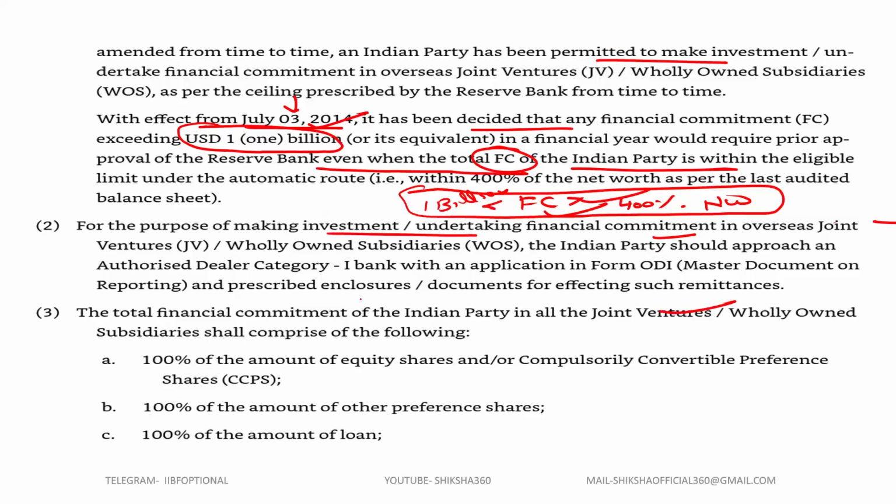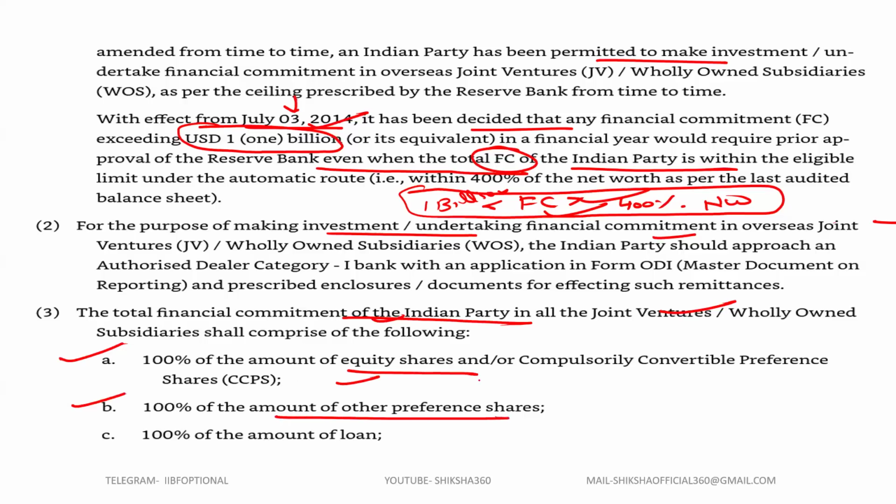Third one, the total financial commitment of the Indian party in all the joint ventures or wholly owned subsidiaries shall comprise of the following. First one, that is 100% of the amount of the equity shares and or the compulsory convertible preference shares.